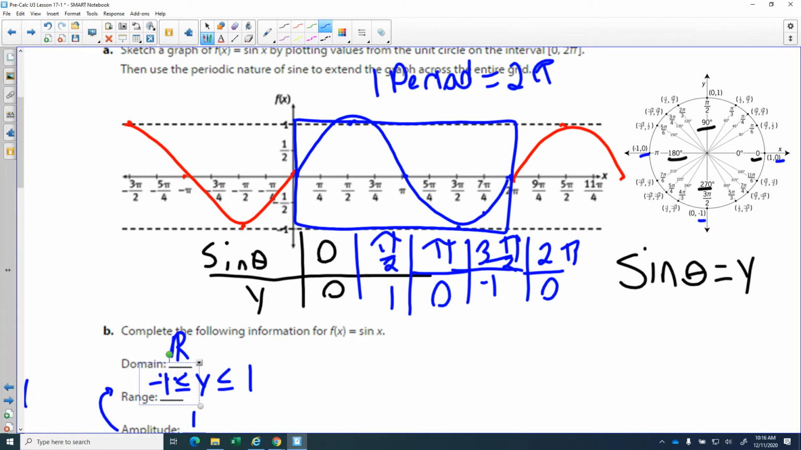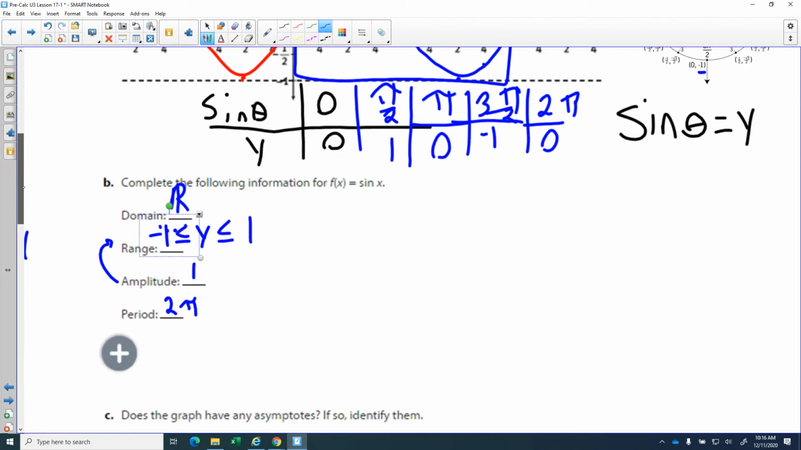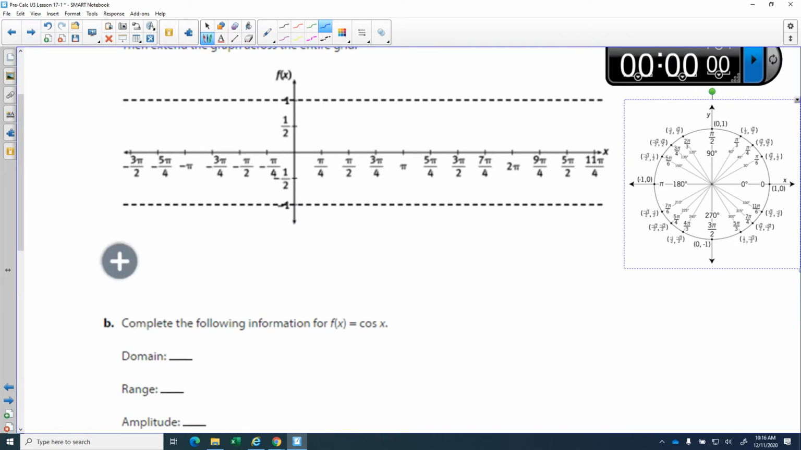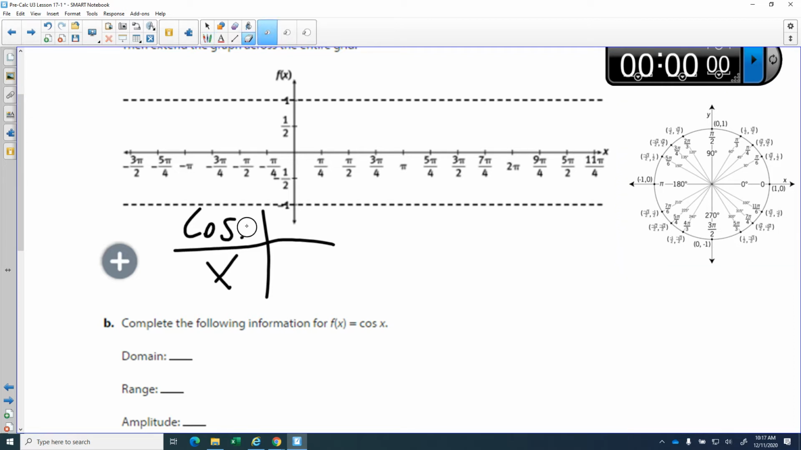Okay? Now, that same idea can be applied with our cosine function. Our cosine function is going to look almost exactly the same, except it's going to start and reach similar points at different positions. For example, if you really think about cosine of x, cosine of theta, let's make it easier so we don't have two x's in there. Cosine of theta is our x coordinate.